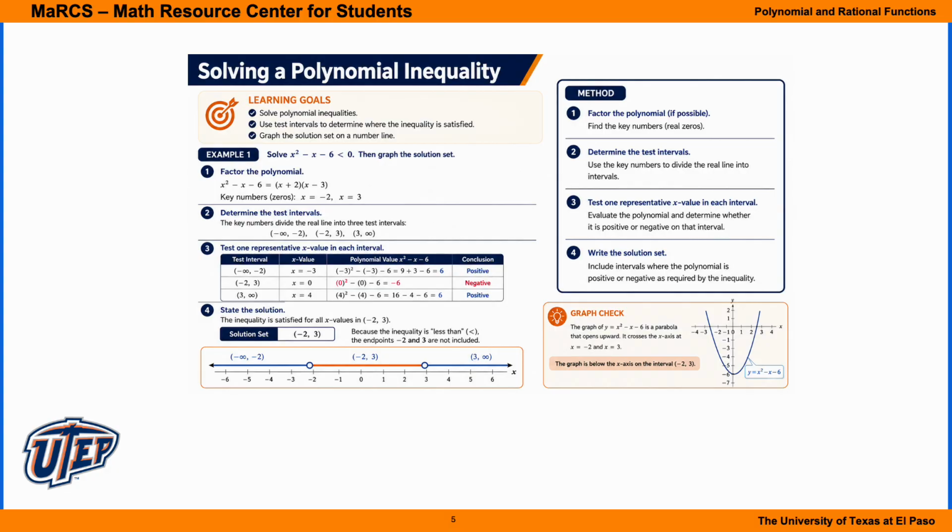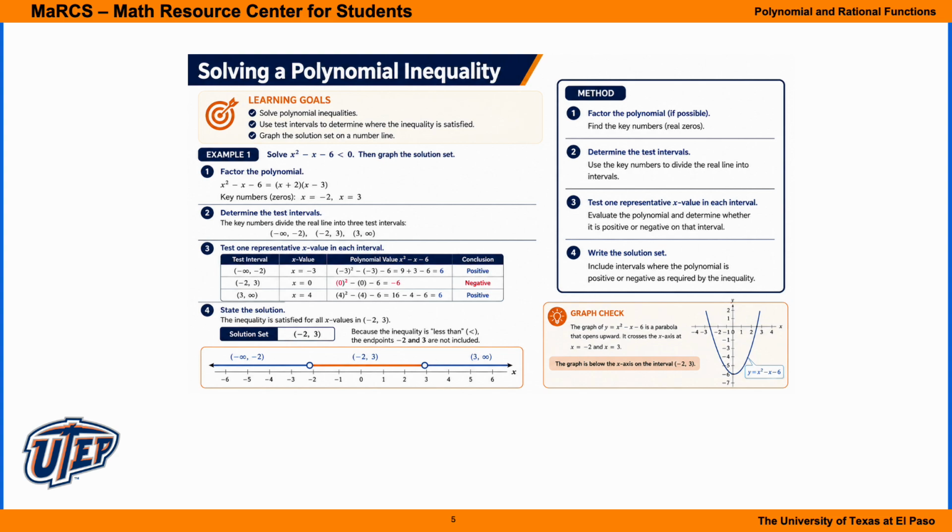Now we will use those key numbers to create our intervals. So the smallest one was negative 2. So negative infinity to negative 2. Then negative 2 to positive 3. And then positive 3 to positive infinity. Now we choose a representative x value within each of those intervals. So for negative infinity to negative 2, we chose x is equal to negative 3.